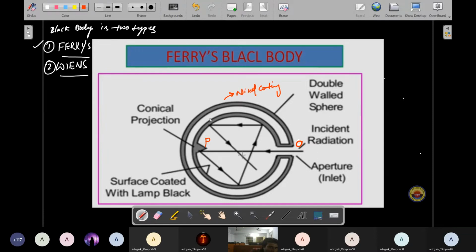Now, the working: what will happen if I introduce light of sufficient wavelength inside? This light has some radiation. If I make a single monochromatic wavelength of light incident inside the double walled sphere, what will happen? I'll explain the operation. Please follow carefully, everybody.